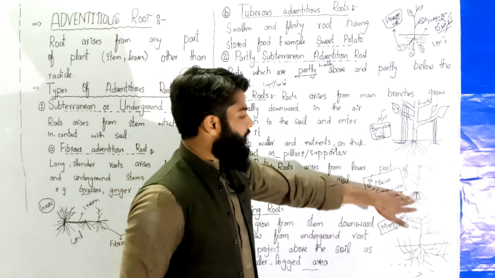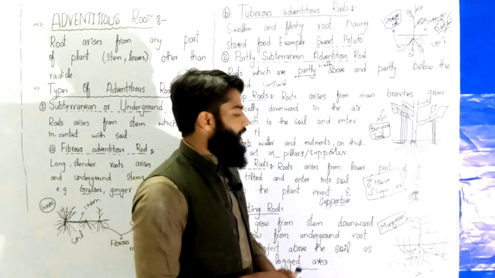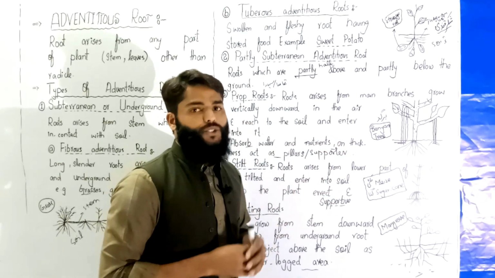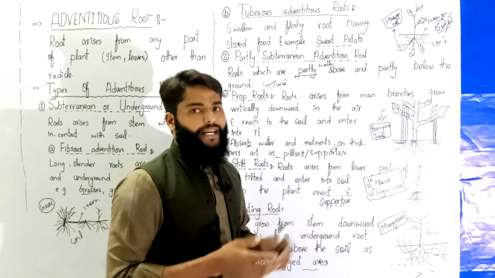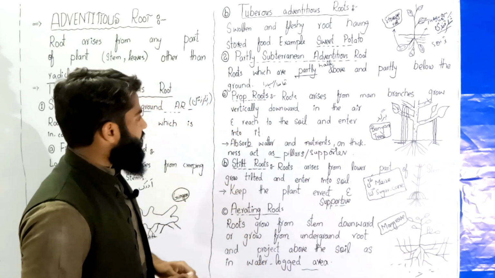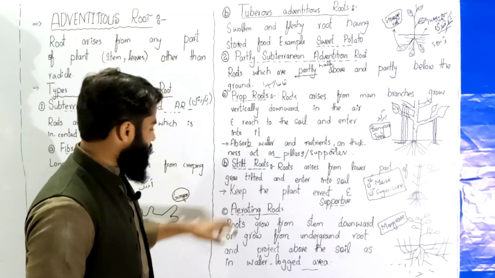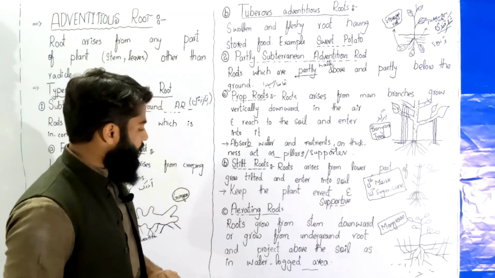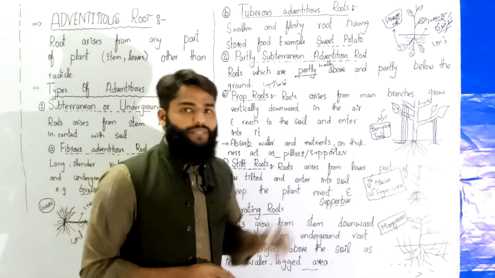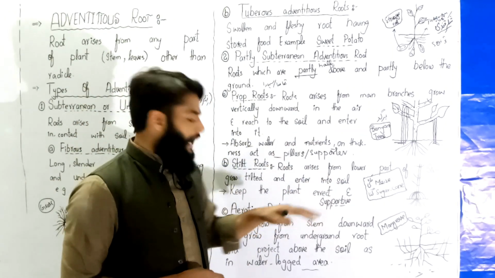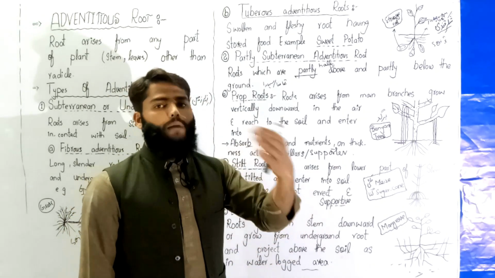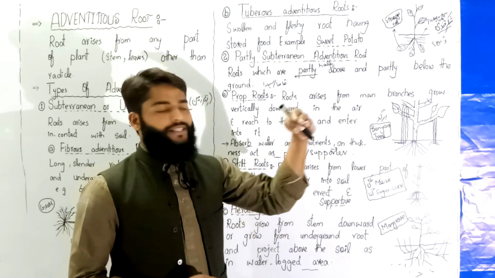Now, what is the function of these stilt roots? These stilt roots actually keep this maize plant, keep this sugar plant in an erect position. So the last type of partially subterranean adventitious roots are the aerating roots. These aerating roots are the roots which actually grow from the stem downward or grow from the root and project upward or grow above the soil.